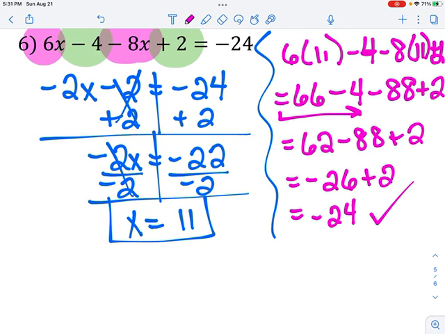And that is our answer. And that is the main difference between a multi-step equation and a two-step.